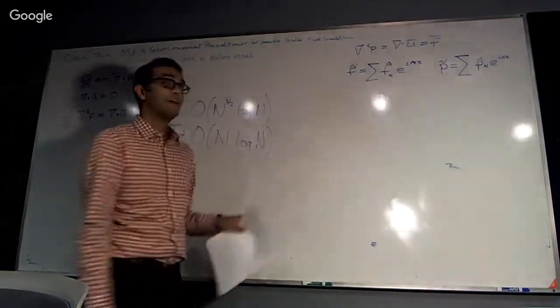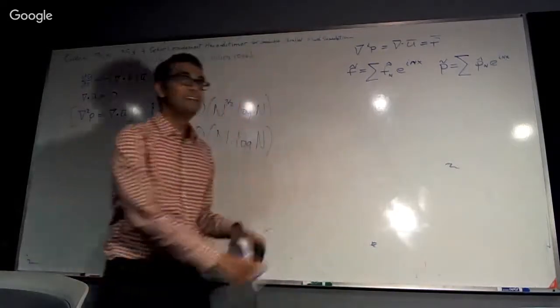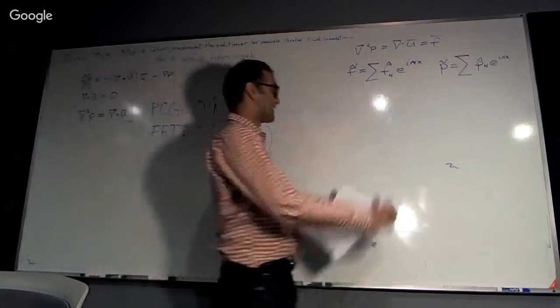Great. Now, one cool thing about e is that it is the derivative of itself. So computing the Laplacian of this thing is super cool.